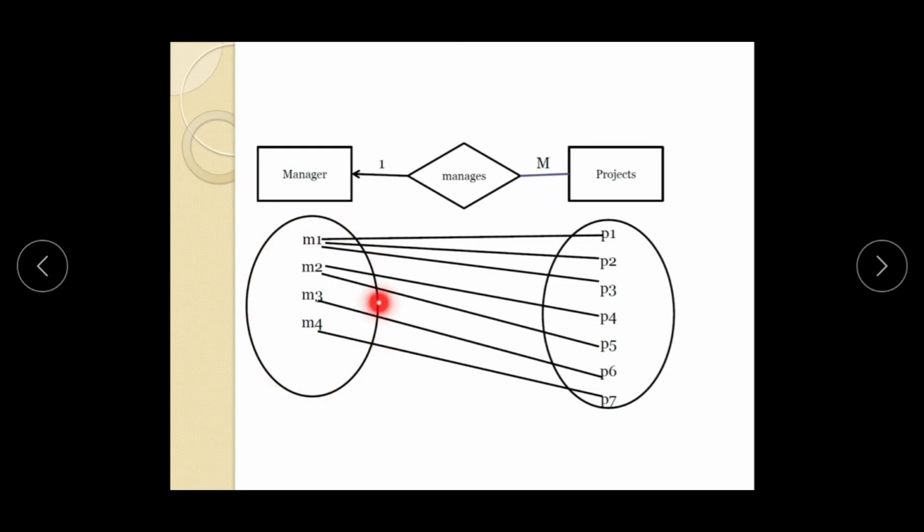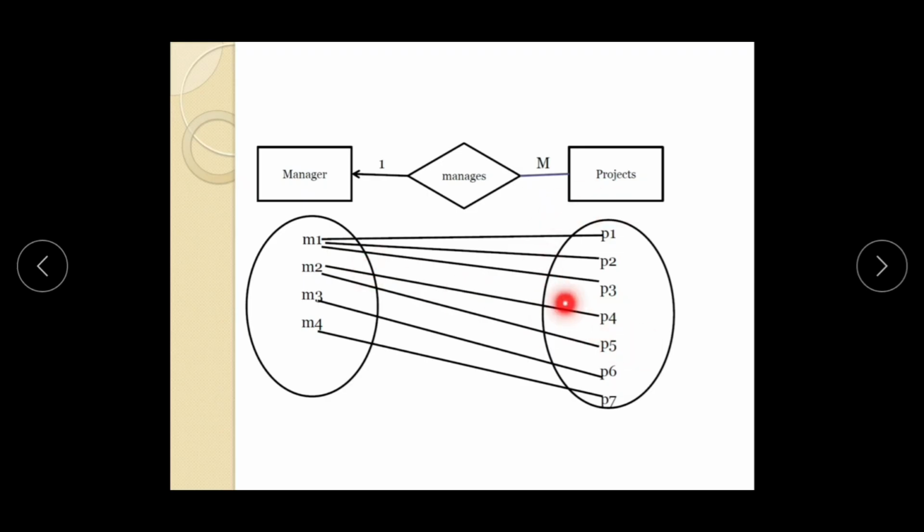So look at this mapping diagram. Here the entities are M1, M2, M3, M4, and the entities P1, P2, up to P7. Manager M1 manages project P1, manager M1 also manages project P2, and also manages project P3, which means that a single manager can manage three different projects P1, P2 and P3. Manager M2 can manage projects P4 and P5.